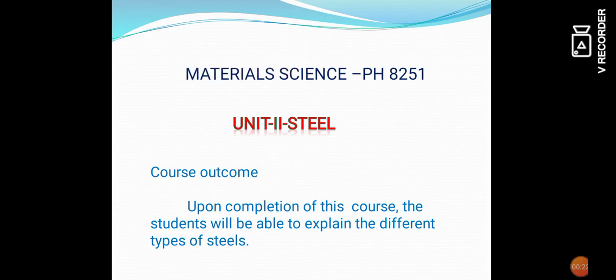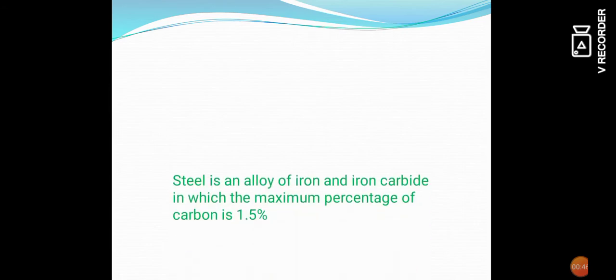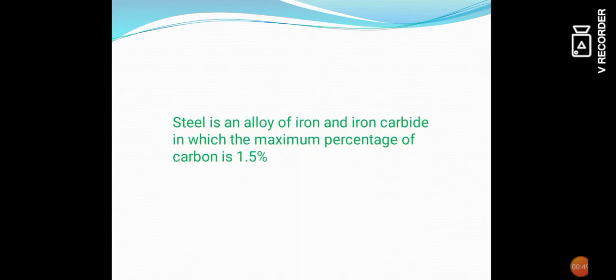In this video, we are going to discuss steels, which is in the second unit of Material Science PH8251. Course outcome: upon completion of this course, the students will be able to explain the different types of steels. Steel is an alloy of iron and iron carbide in which the maximum percentage of carbon is 1.5 percent.